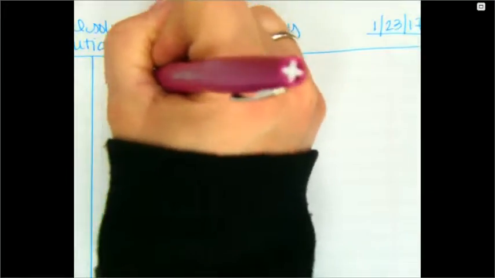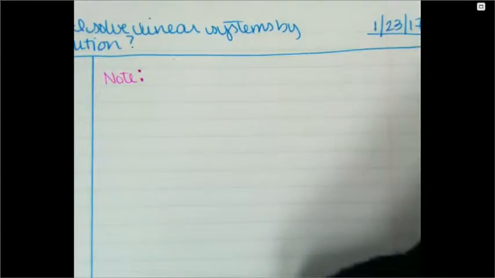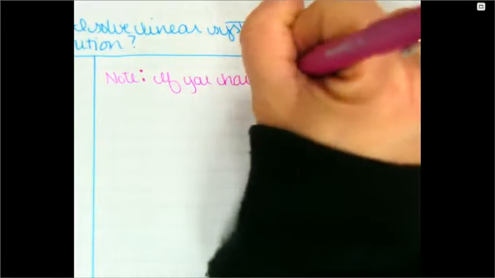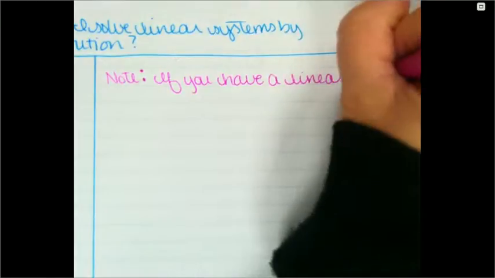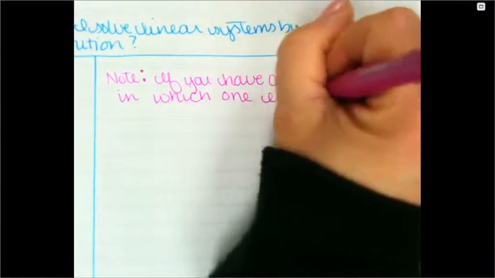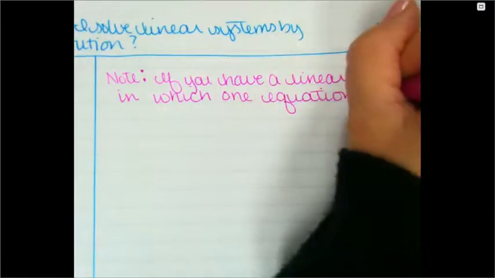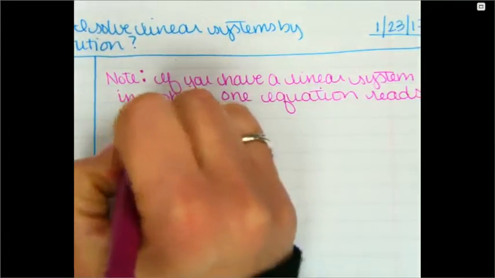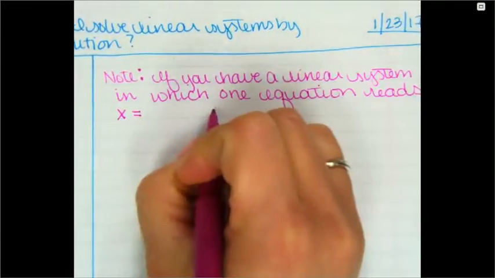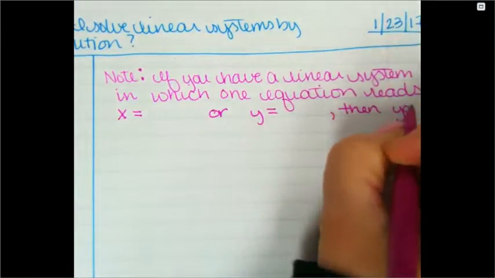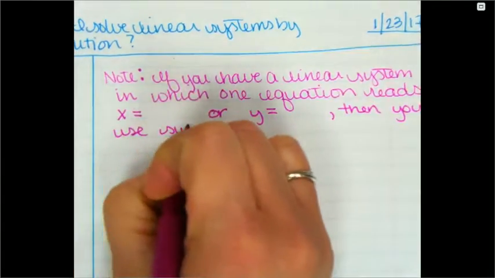Now here's our note, because we're going to solve these differently throughout the week, but I want you to know, if you have a linear system in which one equation reads x equals something or y equals something, then you use substitution.